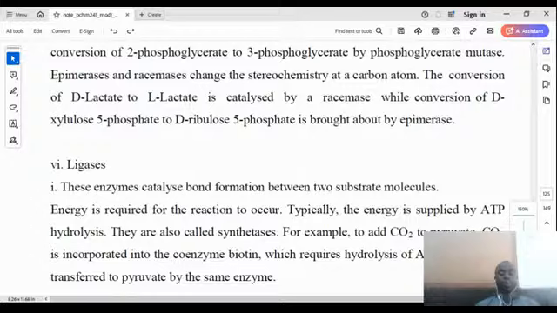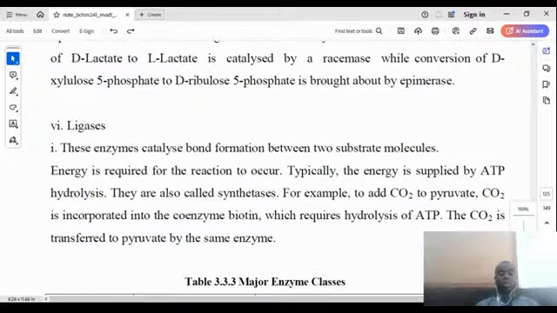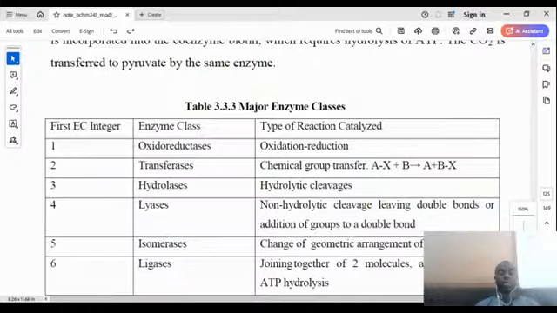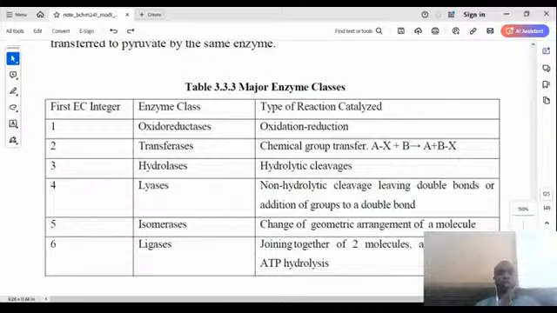For example, to add carbon dioxide to pyruvate, carbon dioxide is going to be incorporated into the coenzyme biotin, which requires hydrolysis of ATP, and the carbon dioxide is transferred to pyruvate by the same enzyme. So let's look at this table, which explains the major classes of the enzymes, with the first enzyme commission integer. You remember the enzyme commission number is 4 digits. The first digit means the class of the enzyme, the second digit means subclass, the third digit means sub-subclass, and the fourth digit means the serial number of that particular enzyme in the subclass.